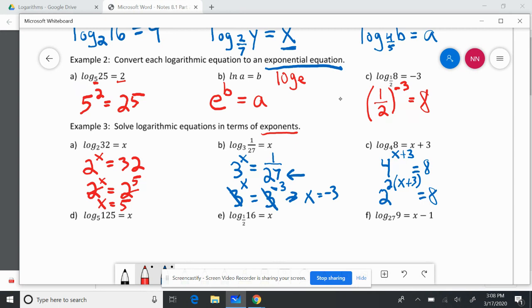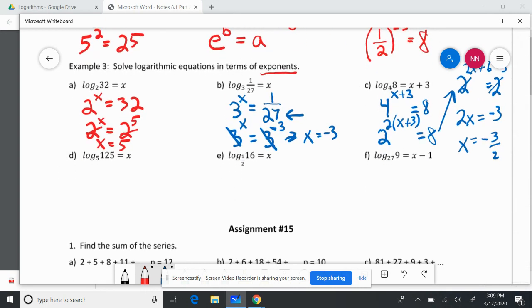Just like the other examples, we need a common base. So we have 2 to the 2x plus 6 is equal to 2 to the 3. Bases cancel. We get 2x is equal to, I'm going to subtract the 6, and I get negative 3. So when I divide it by 2, x is equal to negative 3/2.